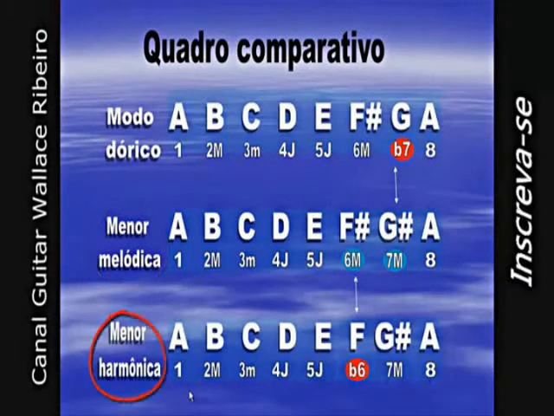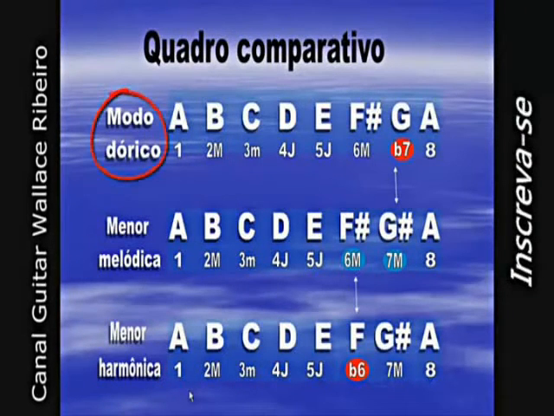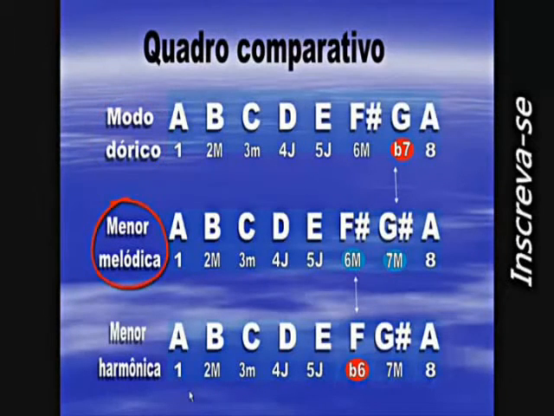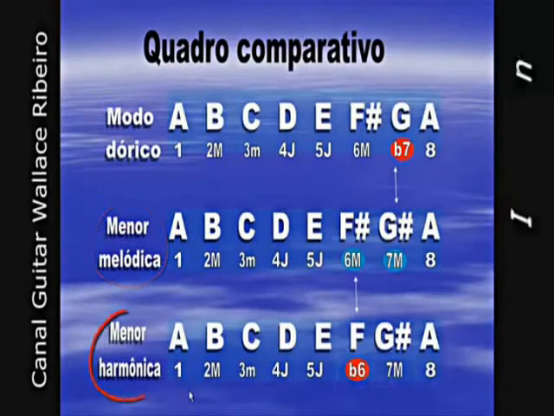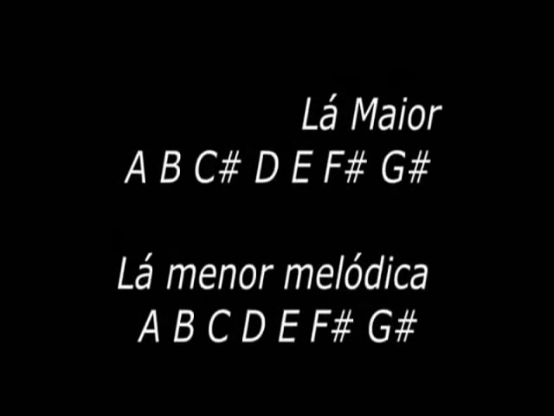At the bottom we have harmonic minor. It has major 7, likewise melodic minor. The only difference is that harmonic minor has minor 6, and melodic minor, as shown in blue here, has major 6.